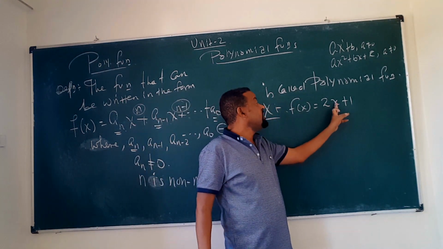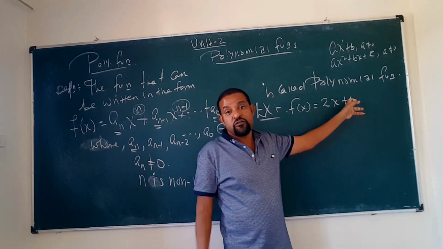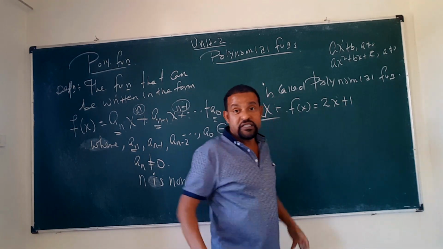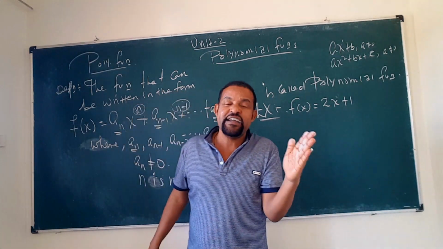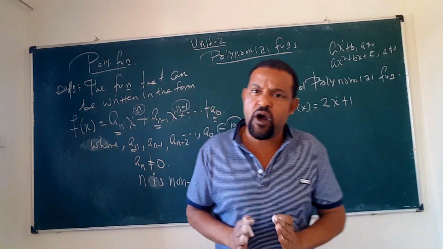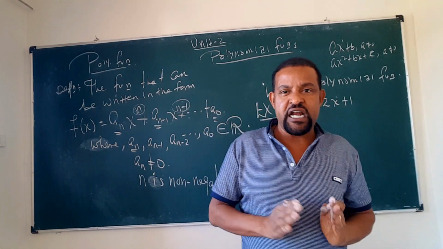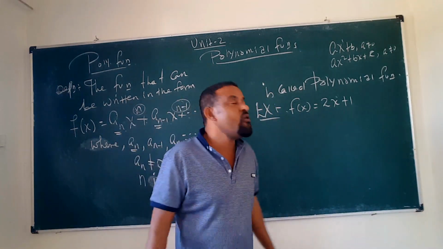Look, the exponent of x is one, and the numbers in front are two and one. They are coming from real numbers, right? So it's linear and it is what? Polynomial. So all linear and all quadratic functions are polynomial functions. All linear and all quadratic functions are examples of polynomial functions.